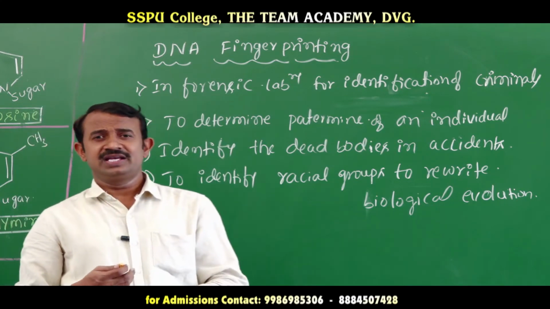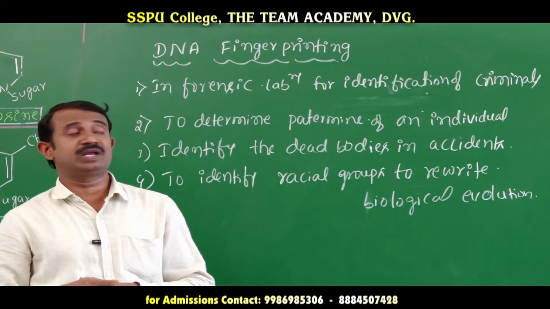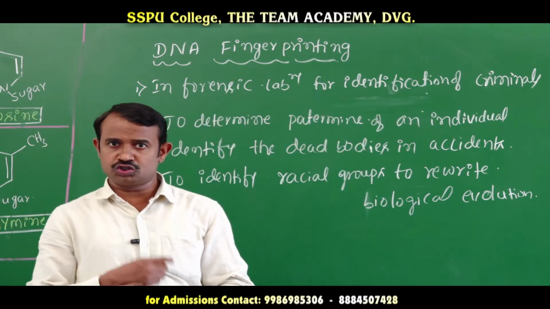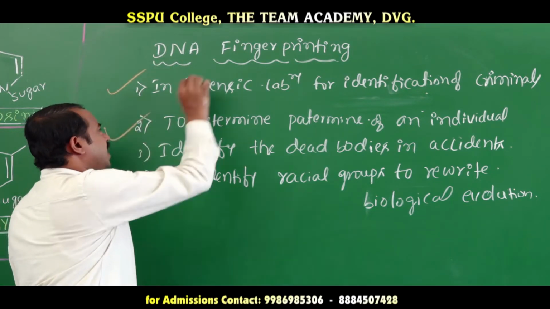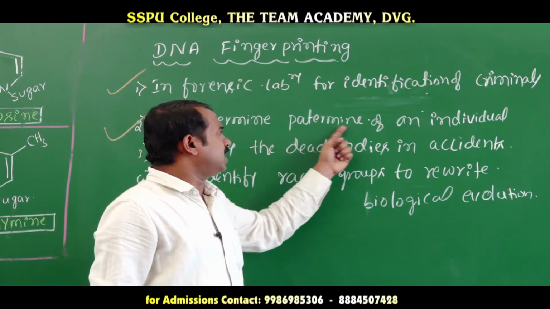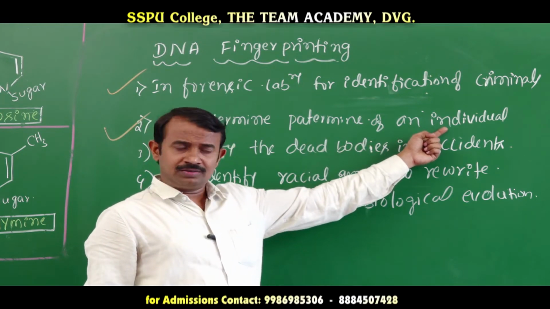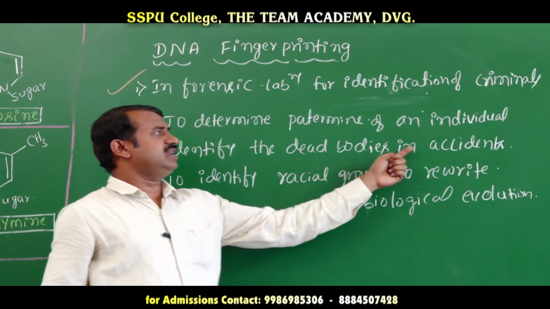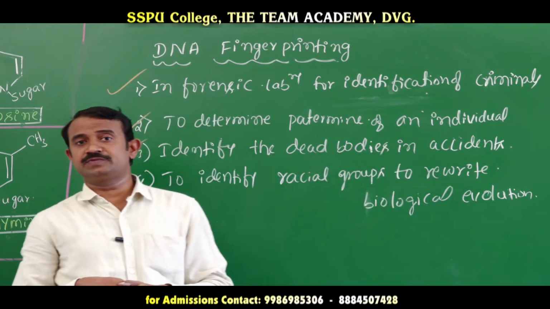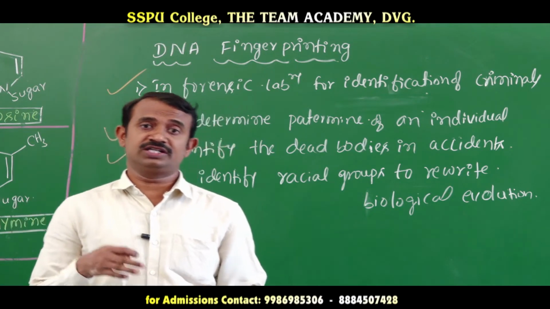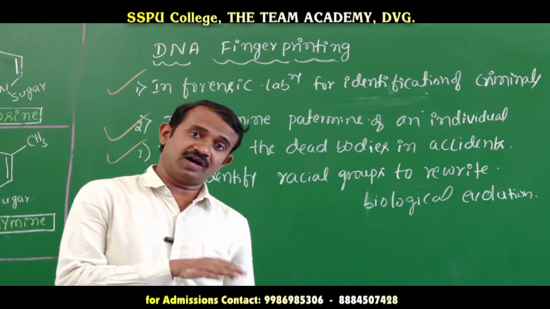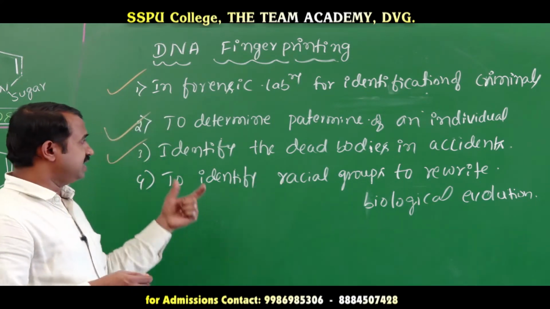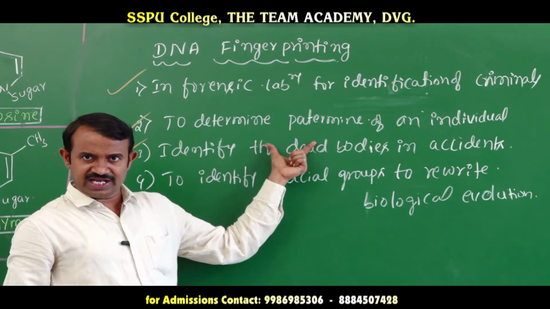If a criminal makes a mistake, we can find the criminal. In the forensic laboratory, it can be used for identification of criminals, which is one of the important uses. Second, to determine the pattern in an individual. Next, to identify dead bodies in an accident. If an accident happens, we can find out whether a child has the mother's and father's DNA by comparing with their DNA. If an accident happens, we can easily compare.